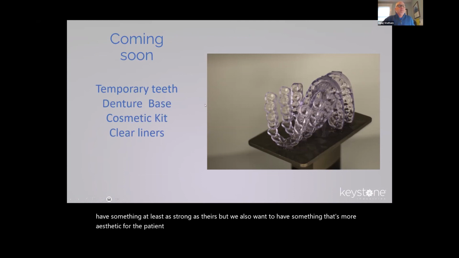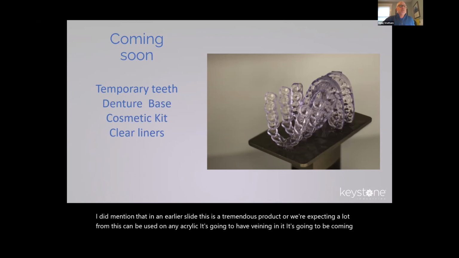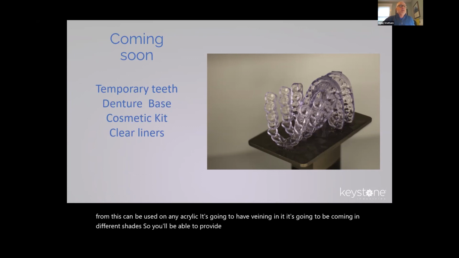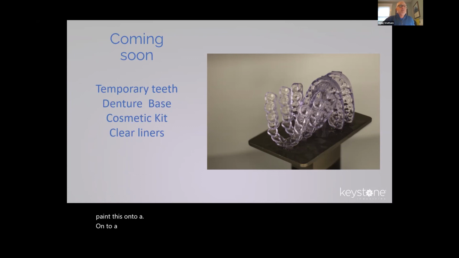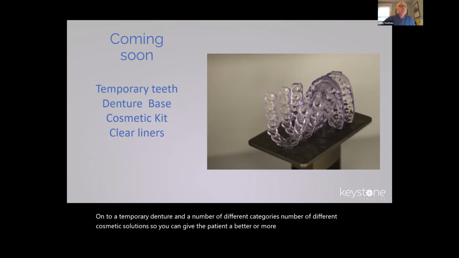So we also are going to be offering the cosmetic kit. I did mention that in an earlier slide. This is a tremendous product, or we're expecting a lot from this. This can be used on any acrylic. It's going to have veining in it and come in different shades. So you'll be able to paint this onto a temporary denture, and a number of different cosmetic solutions, so you can give the patient a better, more realistic view of what their final restoration is going to look like. This can be painted on a temporary material that's printed or a more traditional acrylic material.